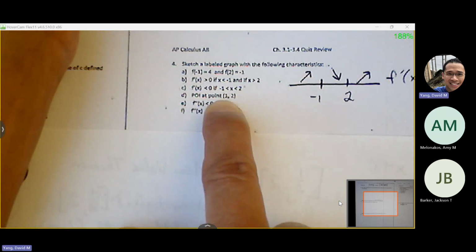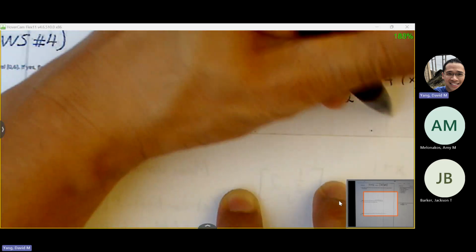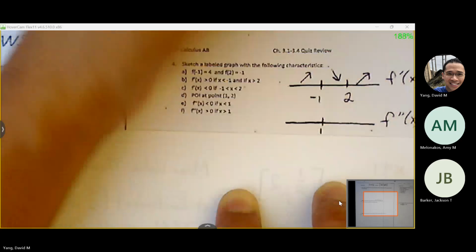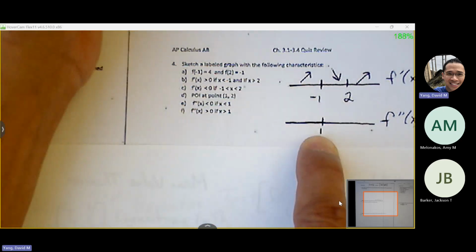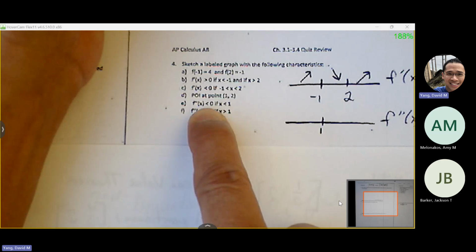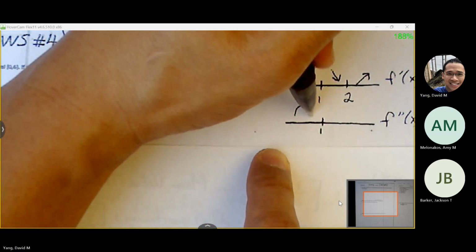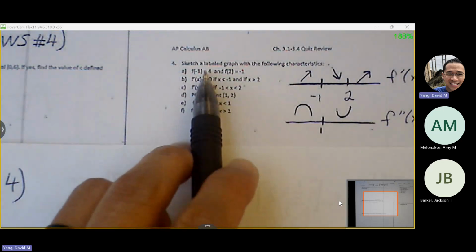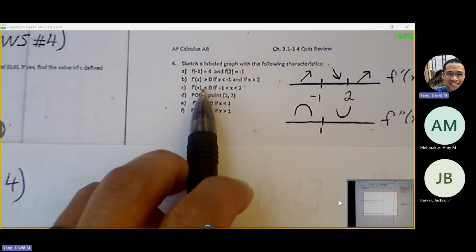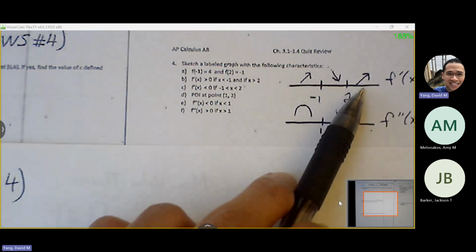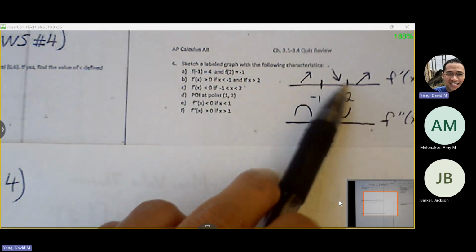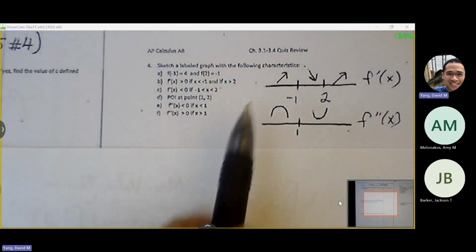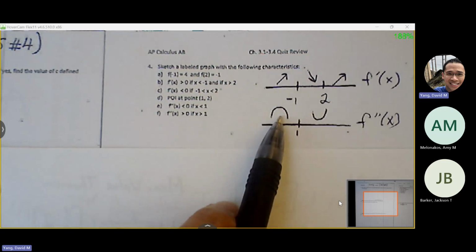Point of inflection at ordered pair 1, 2. So that's going to give us a second derivative sign line with an x value of 1. Concave down to the left of 1 and concave up to the right of 1. So any questions? Are we able to look at these notations and be able to translate it onto a sign line with the appropriate symbols? All right, so now we're just trying to get this picture onto our graph.